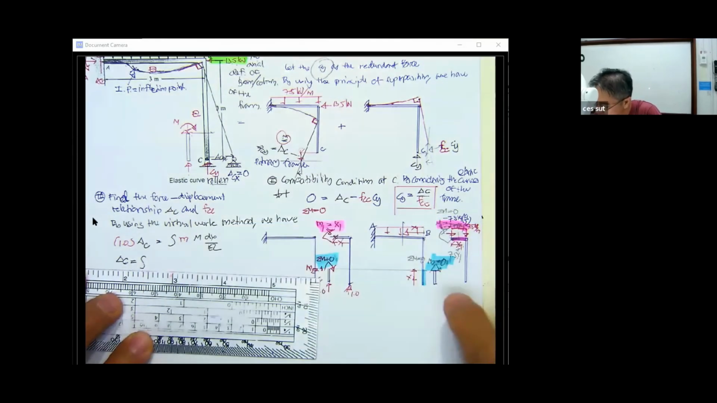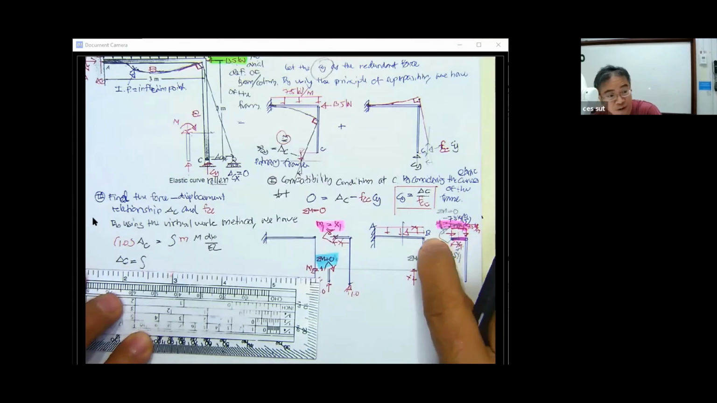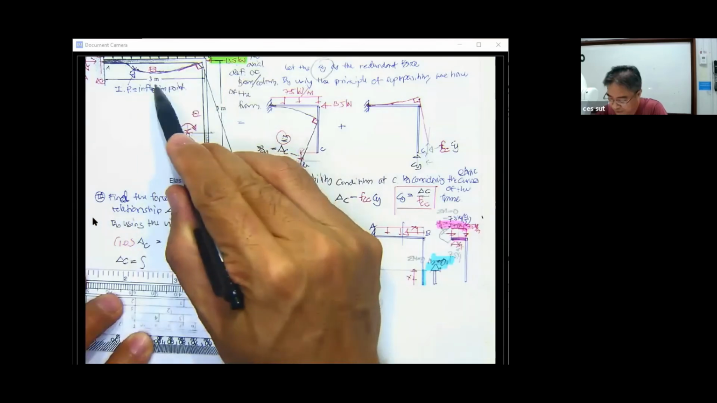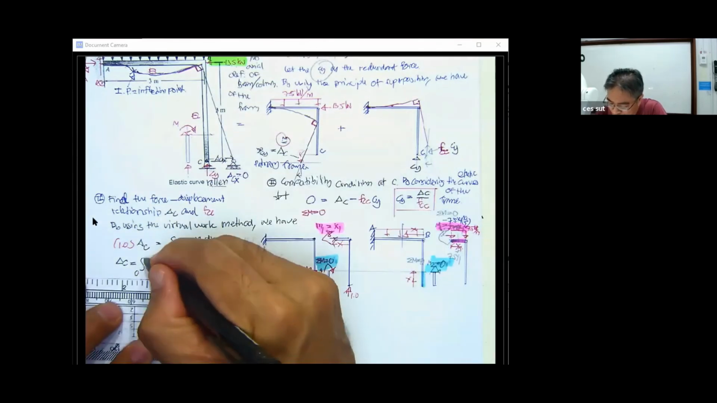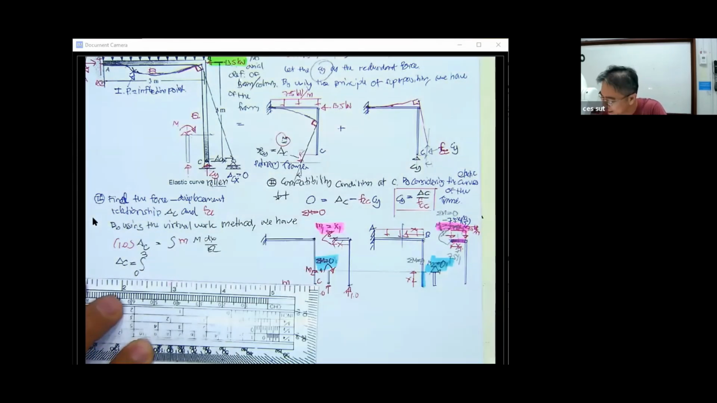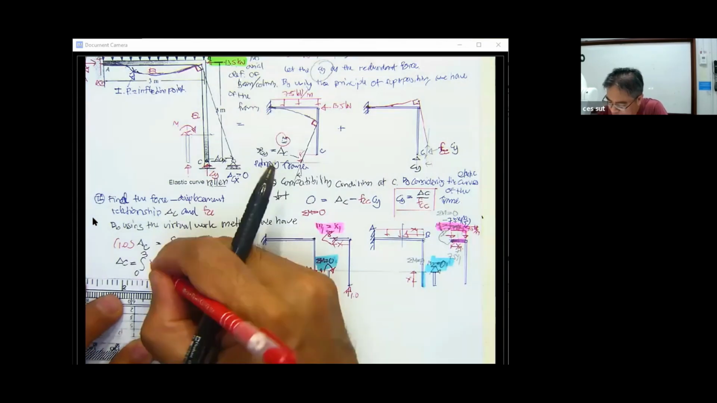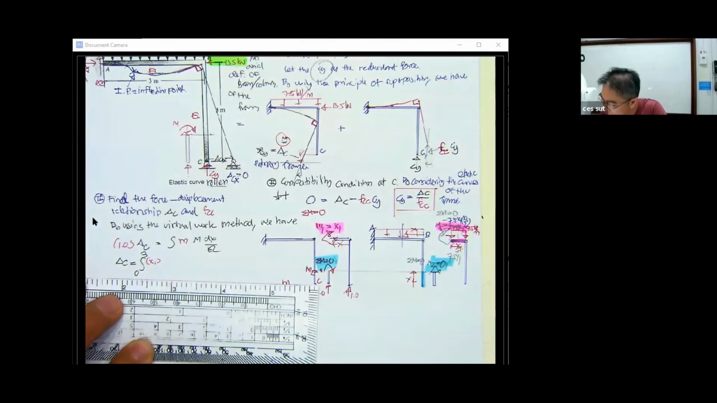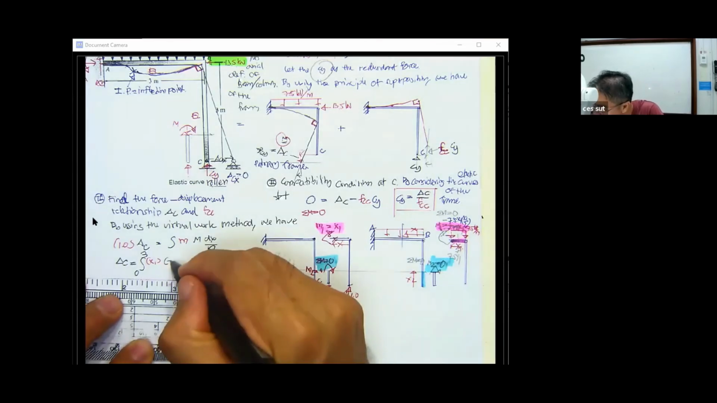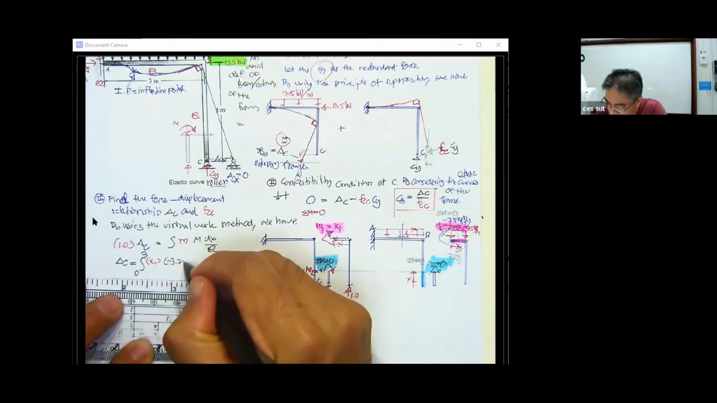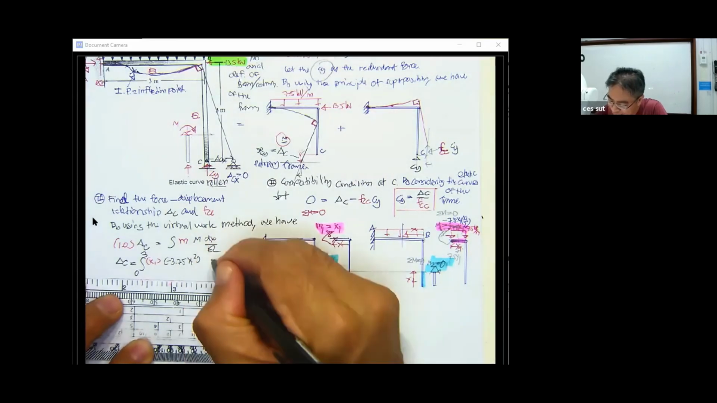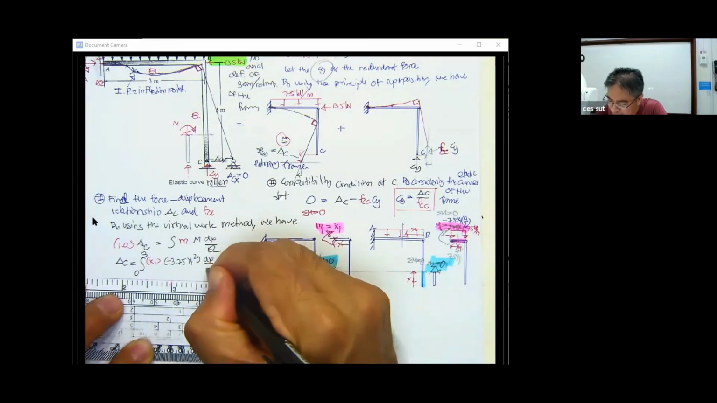Integration from B to A. Integrating from this one to this one is going to be 3 meters, and then times x1. This one is x1, and this one is going to be minus 3.75, and then x1 squared, and the x1 over EI.